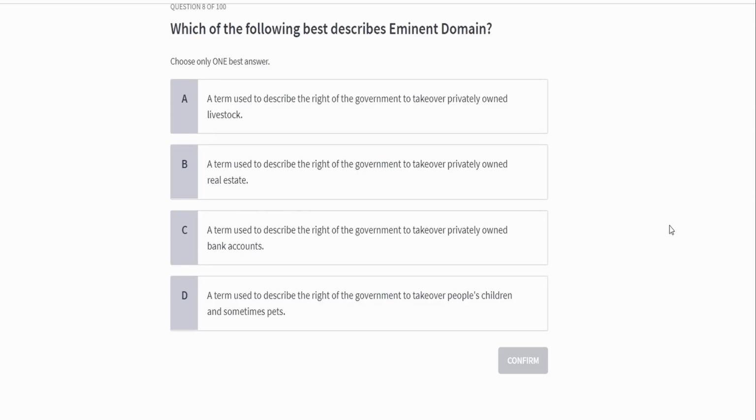So, like always, here's an opportunity for you guys to read it over again, think about it, all that good stuff, and come up with your answer.